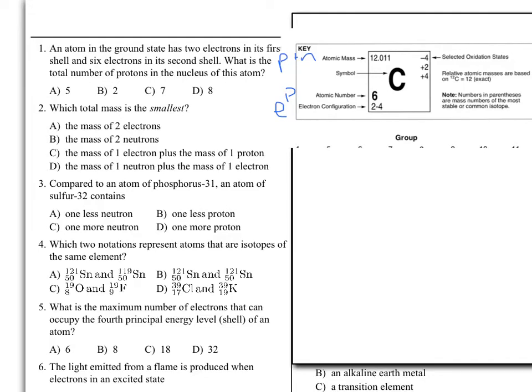So notice that the proton number is in bold, and that's because the proton number identifies the element. So if you're looking for elements that are isotopes of one another, they should have the same number of protons, but a different number of neutrons. So here we know that isotopes have to be the same element, so we can eliminate choice C and choice D. But now we're left with two choices.